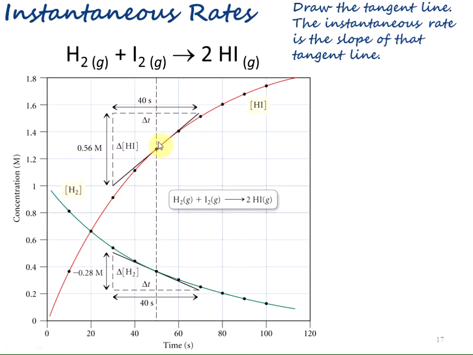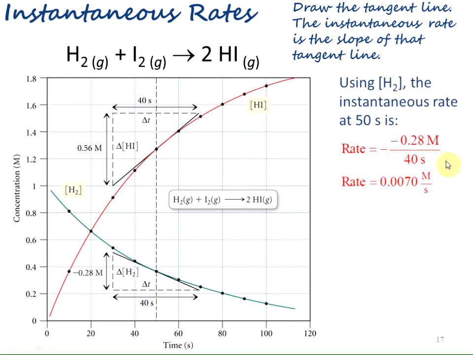And we could do the same thing for the change in the H2 concentration. So at this time 50, we look at the rise over the run. So the change in the concentration has gone down by 0.28 molar over 40 seconds. So this is how we would get the rate of the reaction at time 50 for the H2. So the instantaneous rate at 50 seconds for H2 is 0.0070. So remember, we took the rise over the run, so concentration went down by 0.28 molar over a 40-second time period.